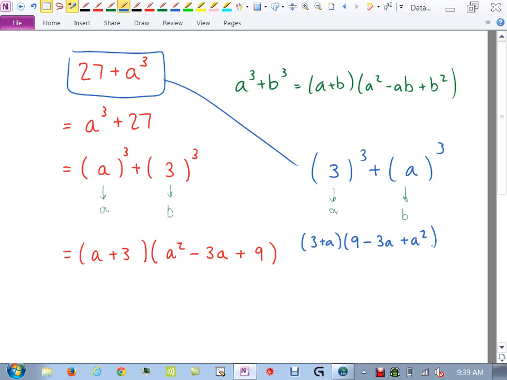Where? No squared on this, because what is this? This 9 is actually a squared, right? For us, a is 3. 3 squared is 9. So I'm already squaring it, and that's why it's a 9. If I wanted to leave the squared here, I would have to put a 3 squared.